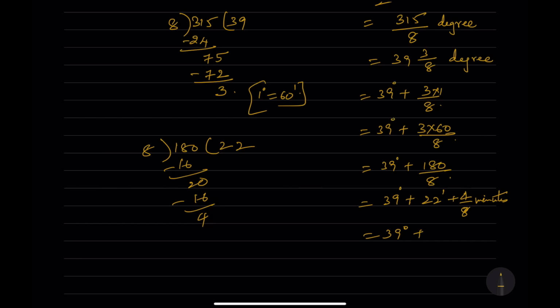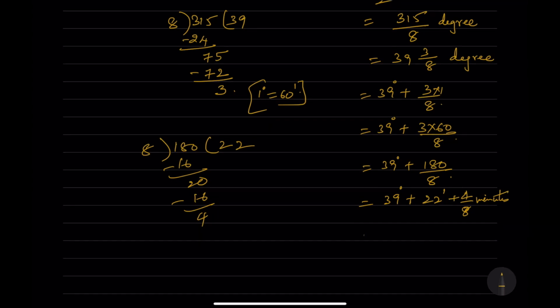So therefore we are converting this fraction part. This is equal to 39 degrees plus 22 minutes plus half minute. You know that 1 minute is equal to 60 seconds, therefore half minute will be equal to 30 seconds. So you can write this as 39 degrees 22 minutes 30 seconds. This is the answer for the first one.